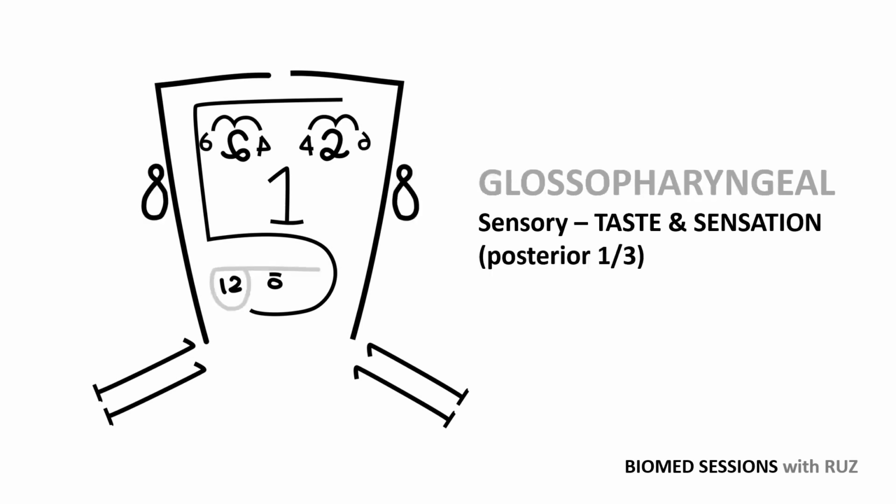The glossopharyngeal nerve, cranial nerve 9, also has an interesting name. Glossa means tongue, and pharynx is the back part of the throat. Hence, it's no surprise that it carries sensory fibers for taste and sensation from the posterior third, i.e. the back part of the tongue, and has motor fibers that aid in swallowing. It is also involved in saliva secretion.